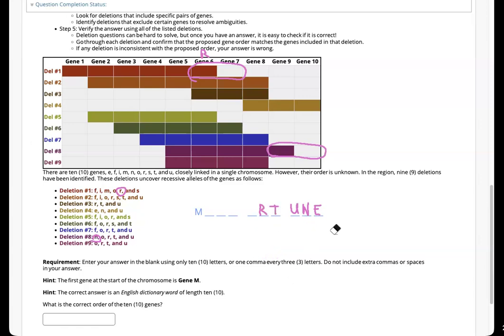Remember, this is 10 letters, but it needs to form a word, and I think I already got it because of knowledge of the English language. We're ending in tune. It starts with an M. What letters do we have left? I have O F I S. Is that right?